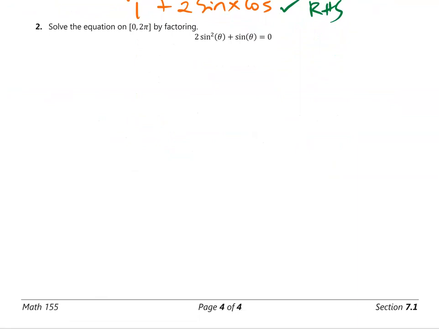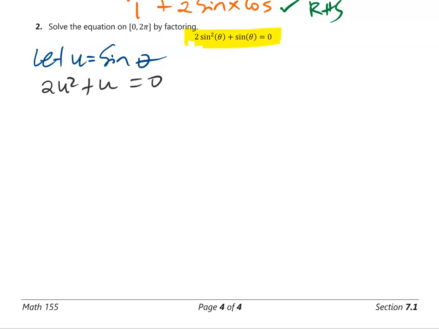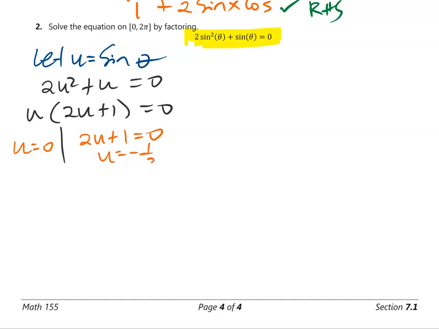Okay, and number 2, solve the equation on the interval 0 to 2 pi by factoring: 2 sine squared theta plus sine theta is equal to 0. Here you can let u equal sine theta, and then we can rewrite that as 2u squared plus u equals 0. Then we can factor out u. This is u times 2u plus 1 equals 0. Set each factor to 0, so u is equal to 0, and 2u plus 1 is equal to 0, so u is equal to negative 1/2.